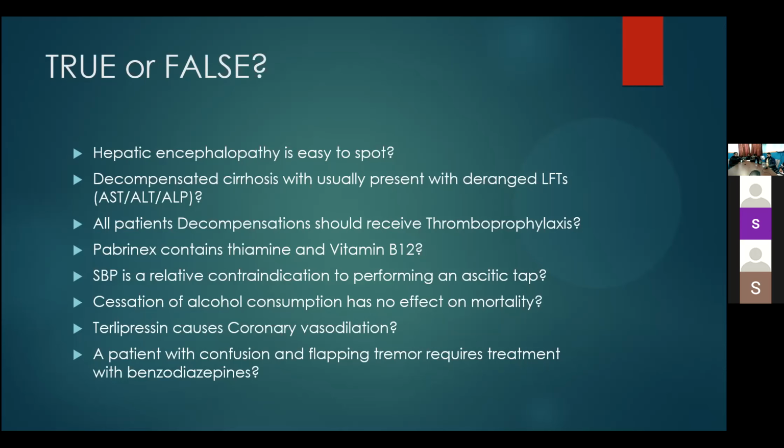Fibronex contains vitamin B12 and thiamine. I think it contains thiamine. Yes, you're right, Patrick. It contains thiamine, which is vitamin B1. It contains B2, B3, B6, vitamin C, and glucose. It doesn't actually contain B12, which is commonly assumed. Next: SBP is a relative contraindication to performing an ascitic tap. False. It's an indication to perform an ascitic tap.